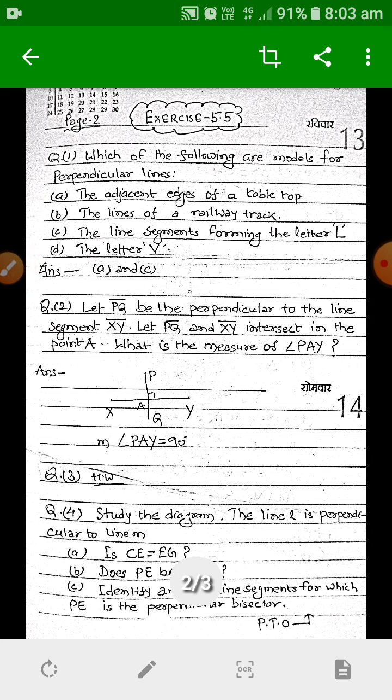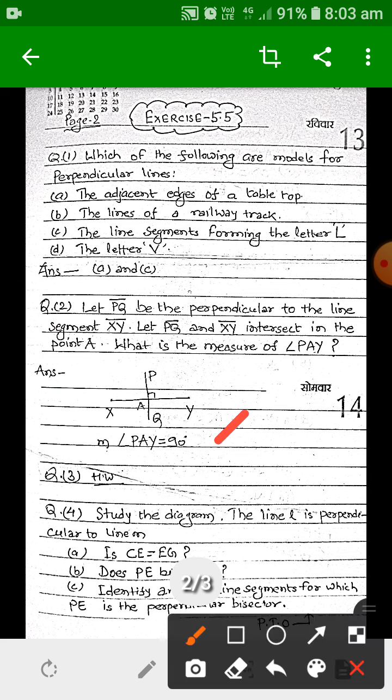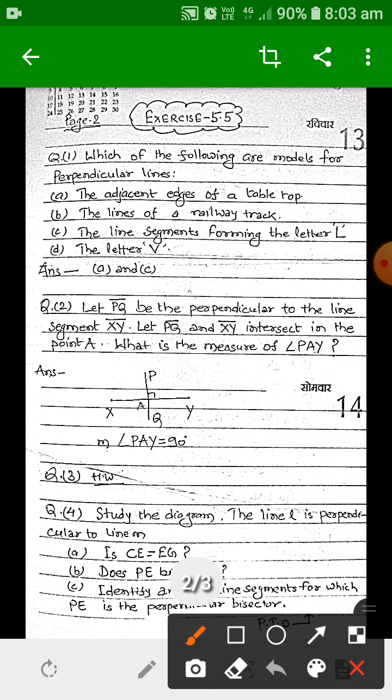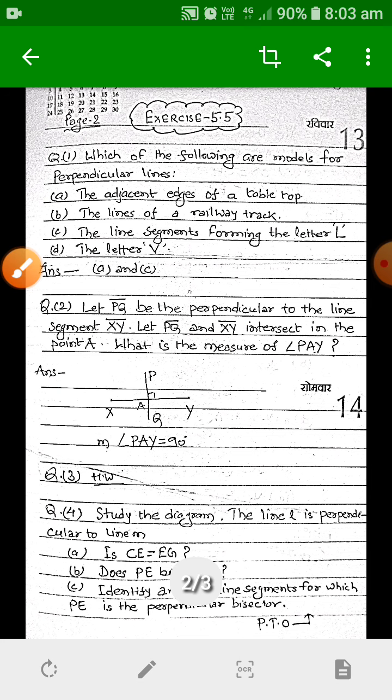Question number 2. Let PQ be the perpendicular to the line segment XY. Let PQ and XY intersect in the point A. What is the measure of angle PAY? Look at the figure I have drawn. There is a line segment XY, another line segment PQ, which is perpendicular to XY. So clearly angle PAY is equal to 90 degrees. The measure of angle PAY is equal to 90 degrees. Question 3 is a similar question, so do it yourself.